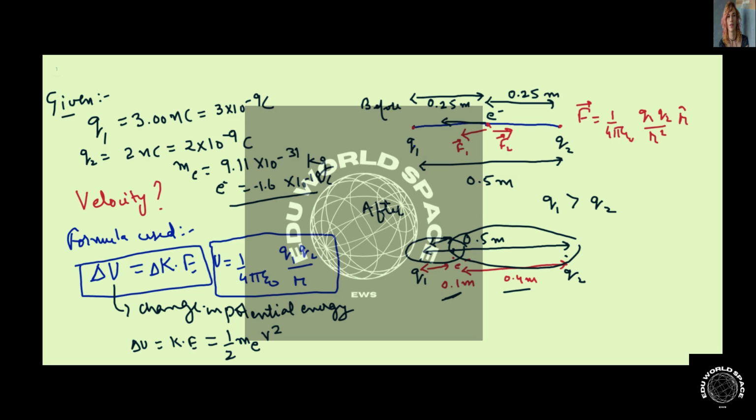So let me mark two circles again between these two. So we have two pairs, these two pairs. So we have Q1 and the electron, and Q2 and the electron. And we will find the change in potential energy. That change in potential energy will give us the kinetic energy, and that kinetic energy can be used to find the velocity using this formula. All right.